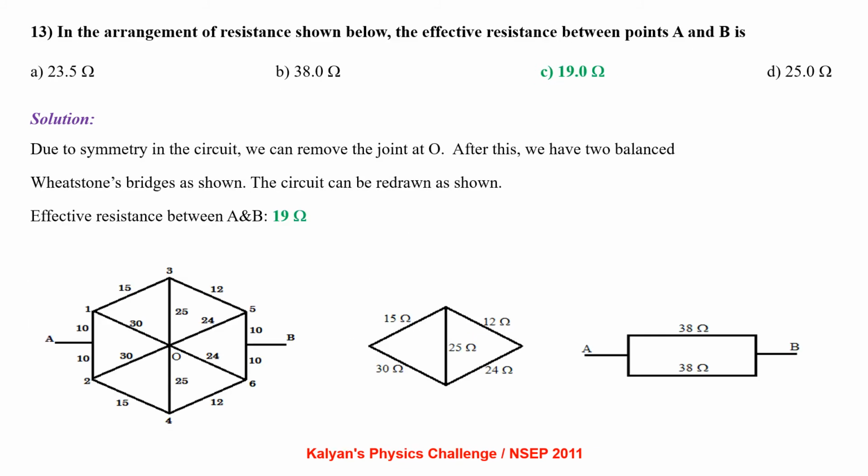In the arrangement of resistances as shown below, the effective resistance between the points A and B is? See the circuit diagram carefully. Due to the symmetry in the circuit, we can remove the joint at O. After this, we have two balanced Wheatstone's bridges as shown. The circuit can be redrawn as shown in figure. Effective resistance between A and B comes out to be 9 ohm.